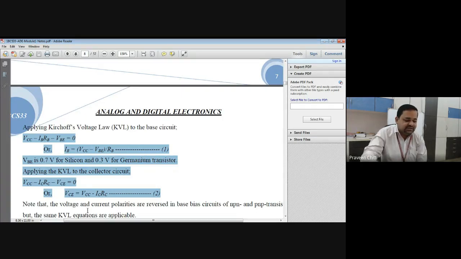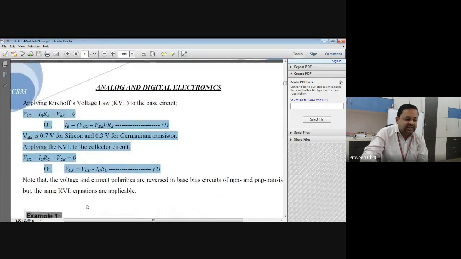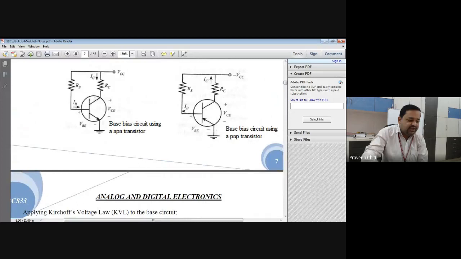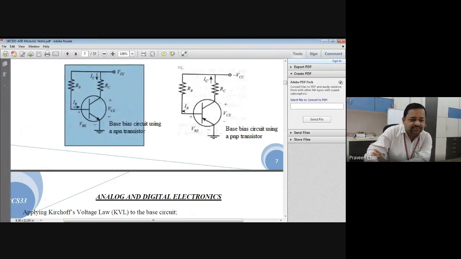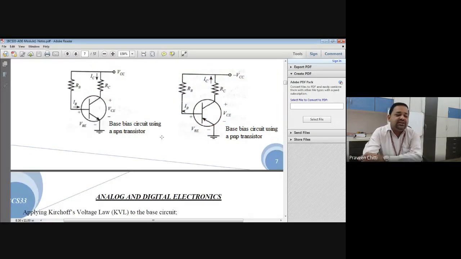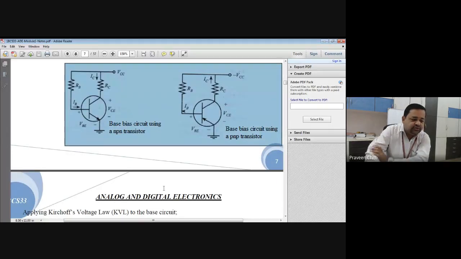Any doubts? Because next I want to solve one or two simple examples, and in fact I need not tell you how to solve this simple example. If you have understood what this circuit is and how KVL is applied, and I said you concentrate only on this circuit. Don't bother about this PNP, because everything remains the same. You can see the difference between this circuit and this circuit is that only the directions of currents and voltages are changed. So you don't bother about this, concentrate only on this, and then you should be able to solve a simple example on this. So all of you understood this?